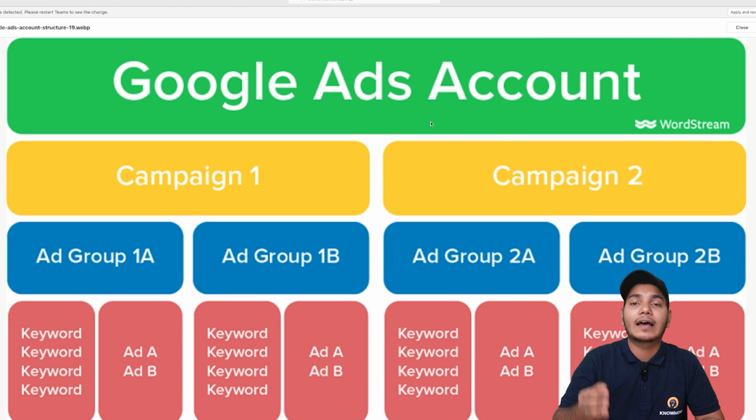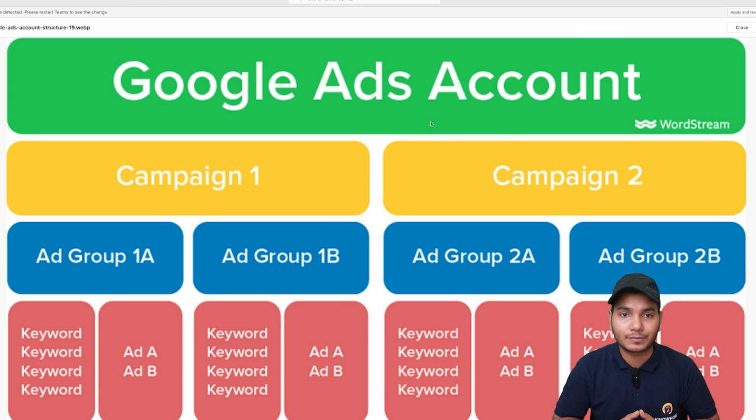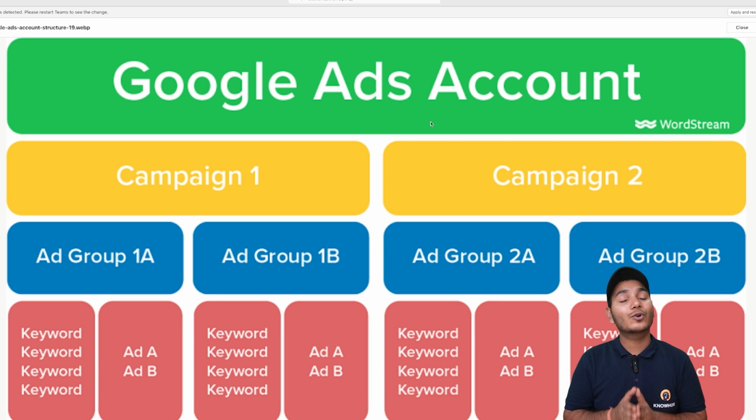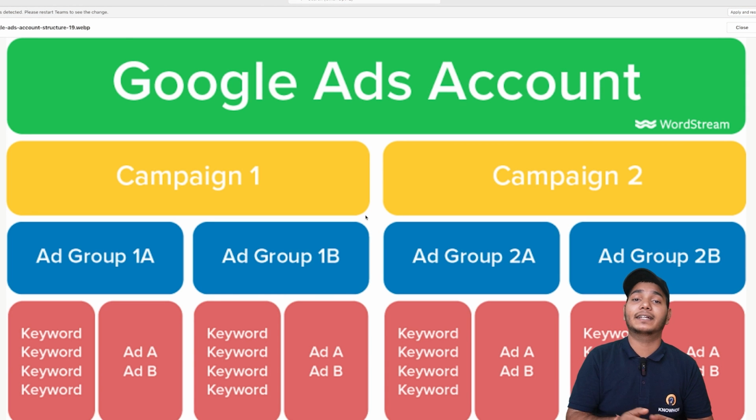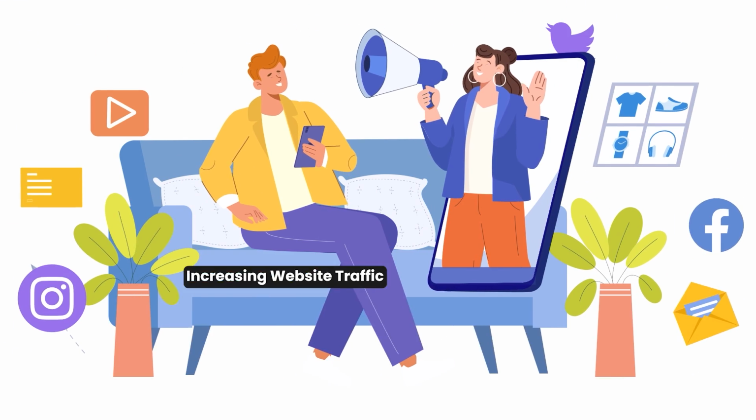If you are a business running multiple campaigns, let's say for different product lines, all of them will sit under a Google Ads account. Each campaign is based on a specific objective such as driving sales, generating leads, or increasing website traffic.